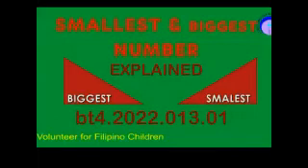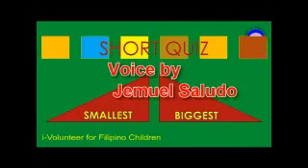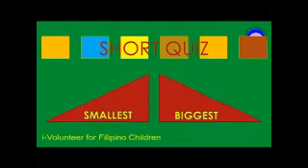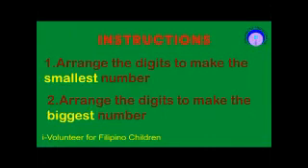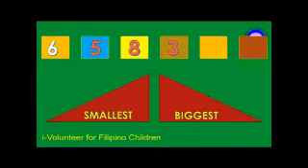Smallest and biggest number. Short quiz. Instructions. 1. Arrange the digits to make the smallest number. 2. Arrange the digits to make the biggest number. The smallest number I can form is 3,568. The biggest number I can form is 8,653.